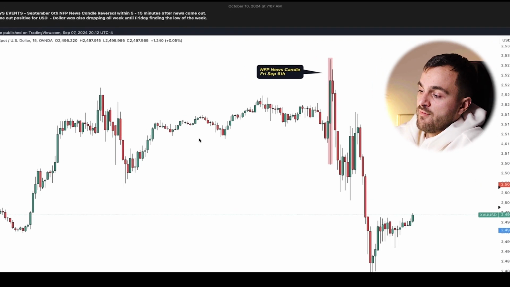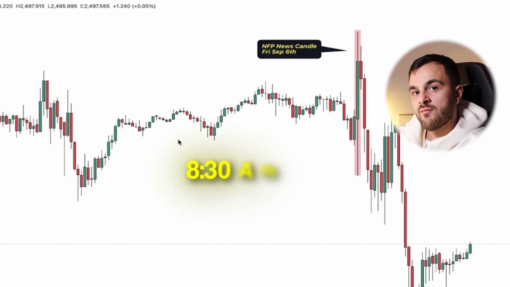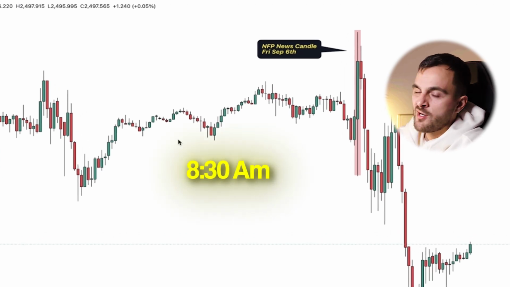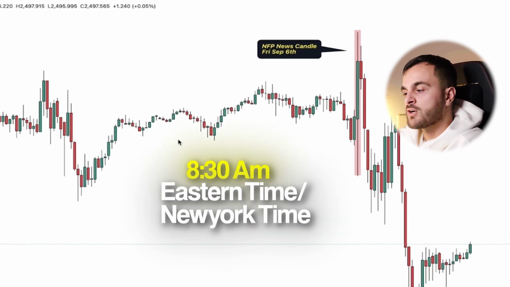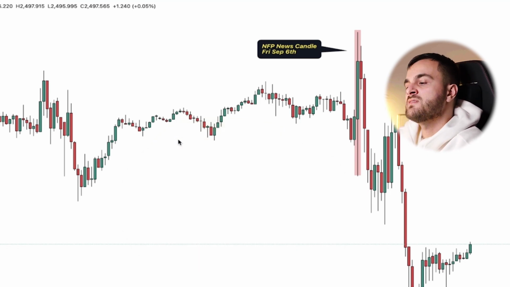Here we have a 15-minute candle, right? This was at 8:30. NFP always comes out at 8:30 a.m. Eastern time, New York time. You can see it's a nice news candle. If you're used to seeing news candles, this should look familiar to you.